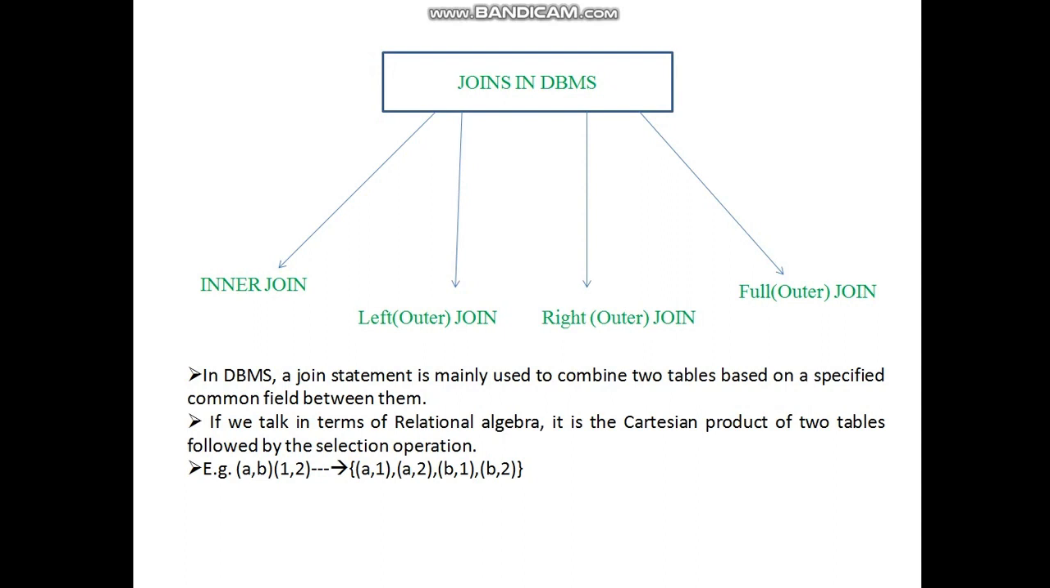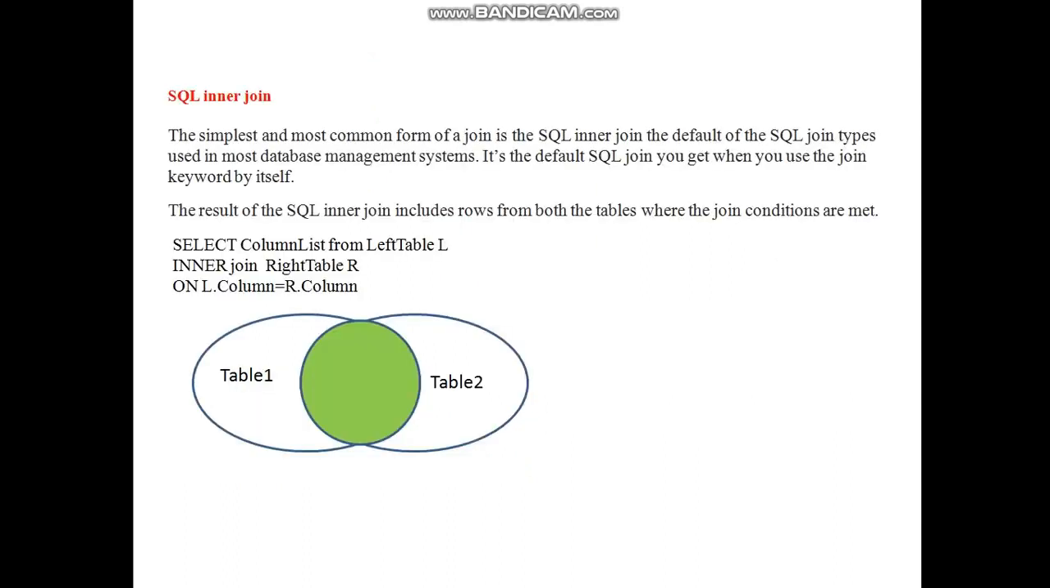Inner join, left outer join, right outer join, and full outer join are the types of joins used in DBMS, and we are going to see these one by one. I'll also execute the statements for each of them, so that it will be clearer for you all to understand. We'll start with the first type, that is inner join.